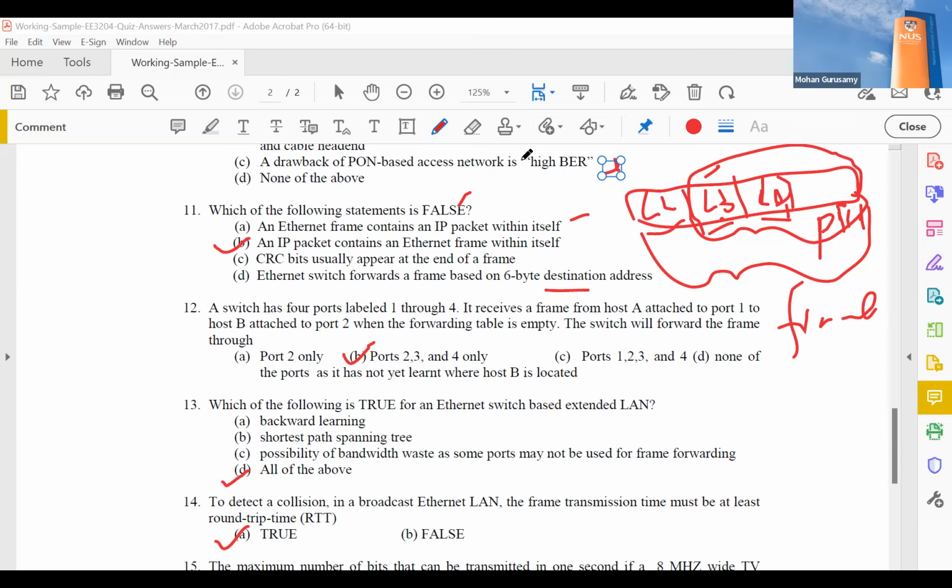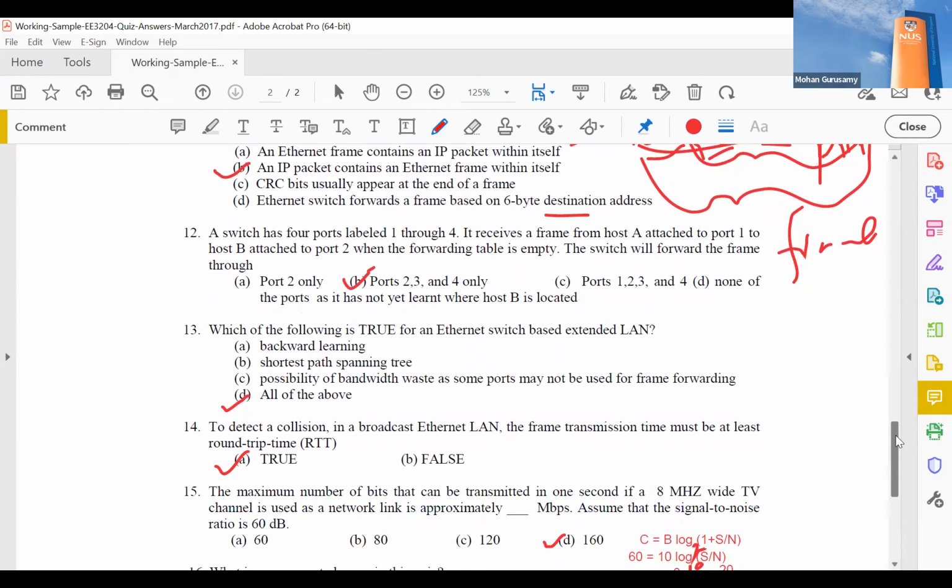Number 12. A switch has 4 ports labeled 1 through 4. It receives a frame from host A attached to port 1 to host B attached to port 2. When the forwarding table is empty, the switch will forward the frame through... Because the forwarding table is empty, the switch doesn't know where the destination is, so it has to broadcast. Broadcast in the sense that it will send it to all the ports except the port from which it received. Because it received the frame from port number 1, it will send it to the remaining ports 2, 3, and 4.